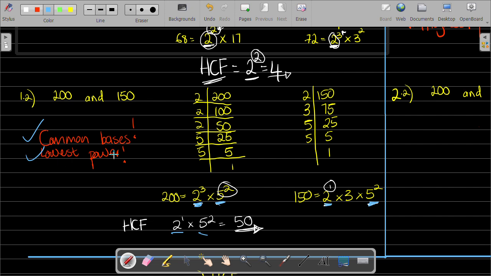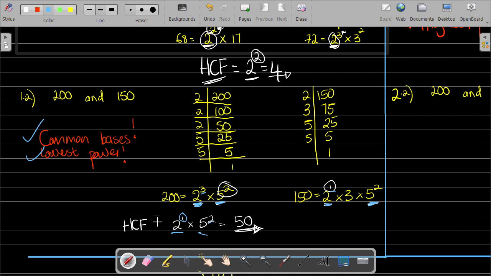The next one is the lowest power of those. So the 2 over here has a 3. That's 3. And then 2 over here, it has an imaginary 1. So we're going to obviously choose the lowest, which is the imaginary 1. Then 5 has a power of 2, and 5 has a power of 2, so you can choose any one, and that will be the answer there.